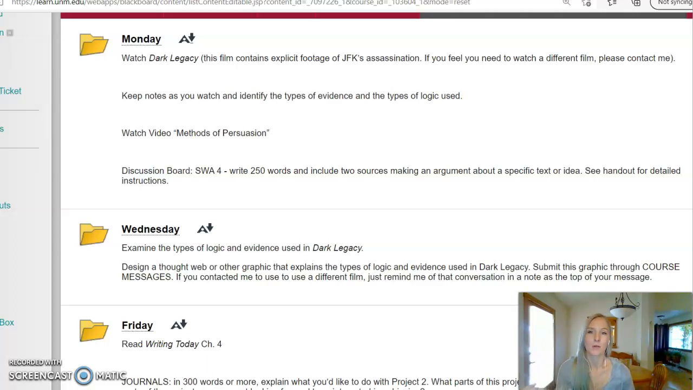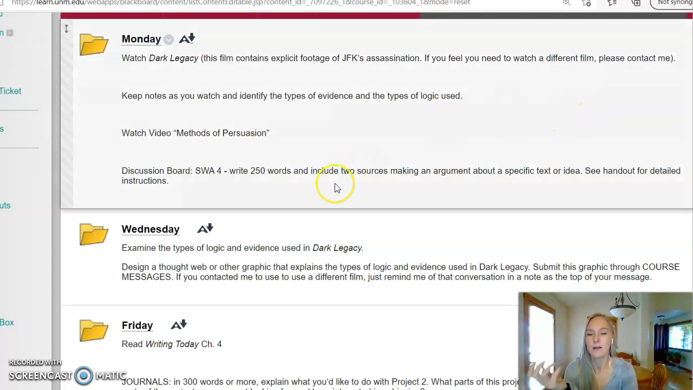While you're watching the film, keep notes and identify the different types of evidence and types of logic used. Even if you don't have a specific name for the type of evidence or logic, find some way to write it down and think about it, right? Make that note and start the work of asking, why is this evidence or this type of logic, and how is it being used to persuade?